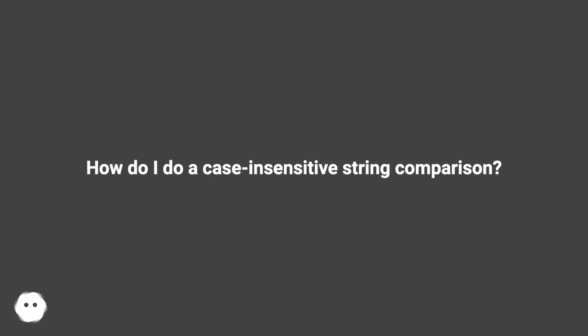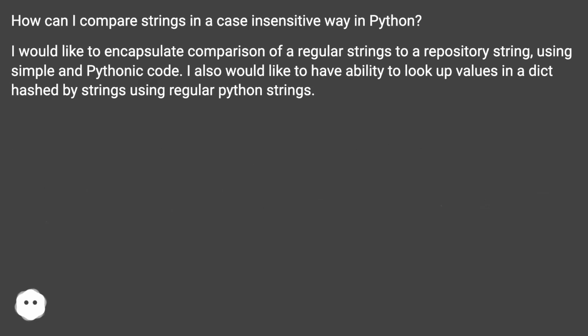How do I do a case-insensitive string comparison? How can I compare strings in a case-insensitive way in Python? I would like to encapsulate comparison of irregular strings to a repository string, using simple and Pythonic code. I also would like to have ability to look up values in a dict hashed by strings using regular Python strings.